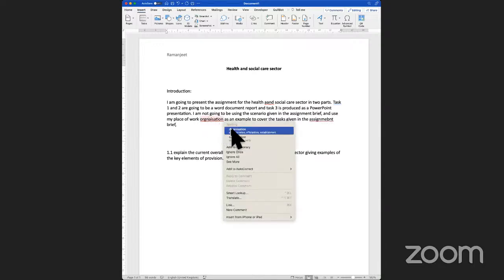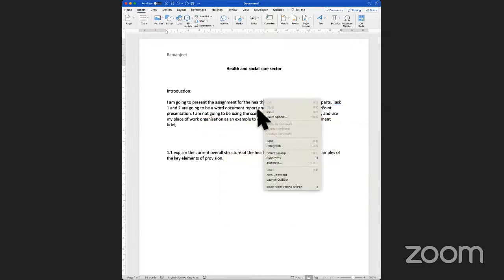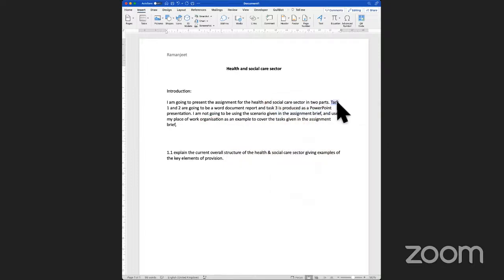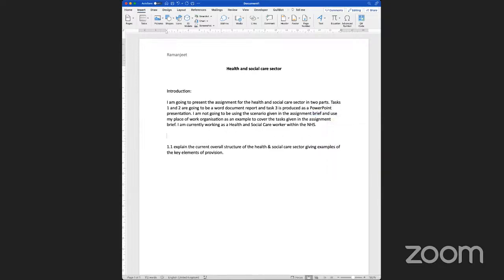So what I've done is I have chosen not to take the organization or the role given in the assignment brief. I am currently working as a health and social care worker with the NHS. Now, assuming I'm doing so, I mention what I'm doing and what is my role, and then what I will do is start doing this particular task. Now, what it requires me to do is essentially create a structure.